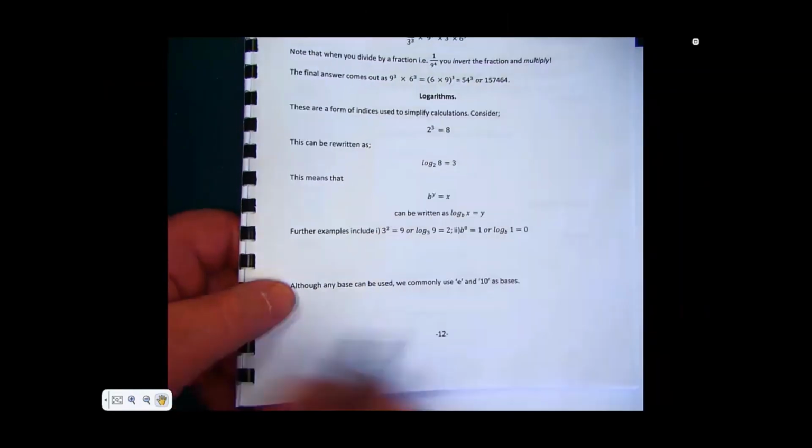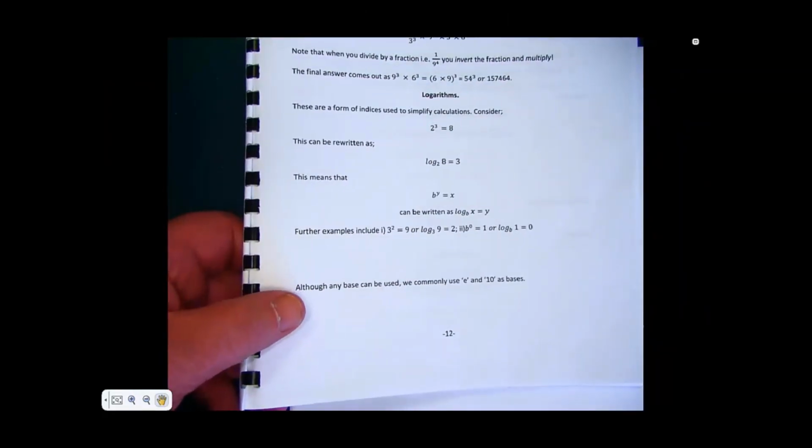Lovely. Okay, we're on to the next section in your book. As you see, following the indices, we now come to the next section headed logarithms. Okay, now logarithms might be a bit old-fashioned, but they're very useful when you come to simplify more complex calculations, and they're a form of indices.